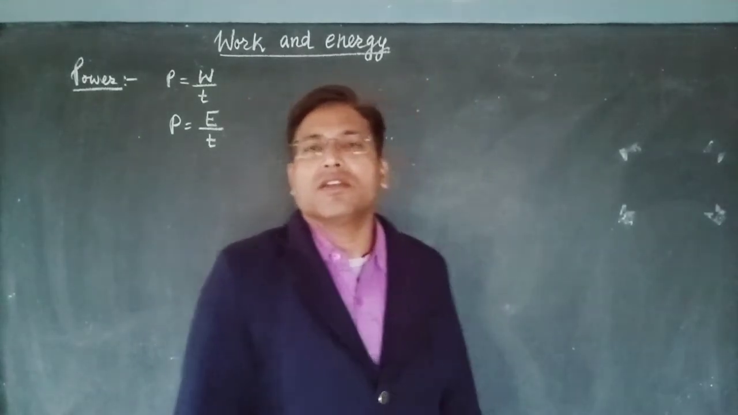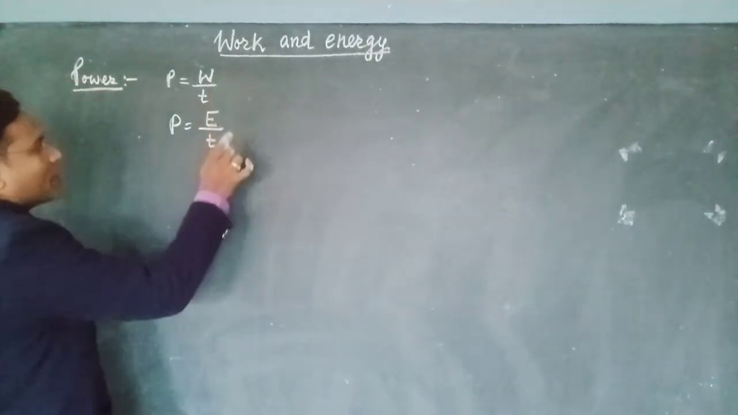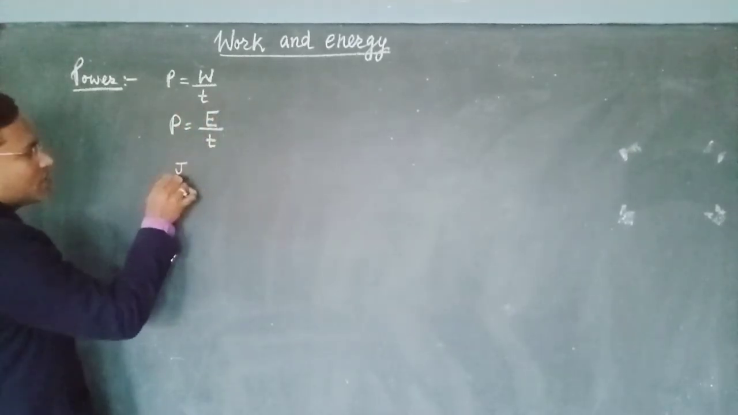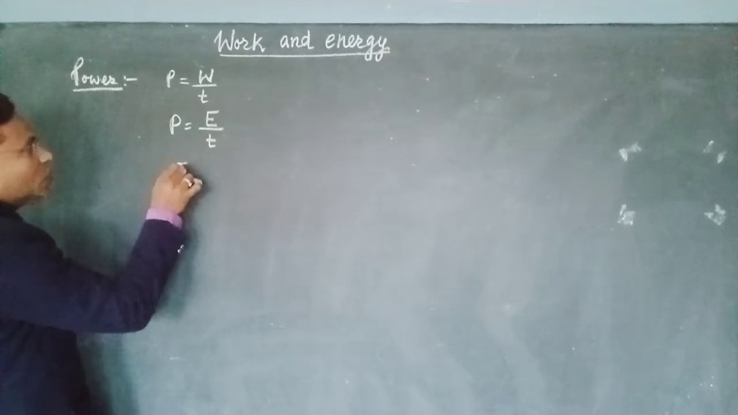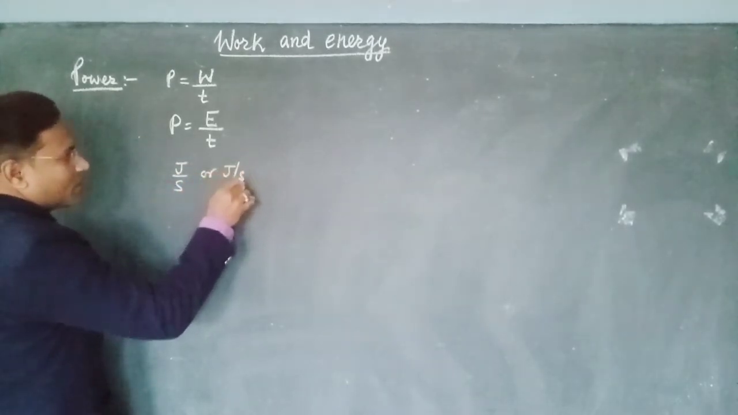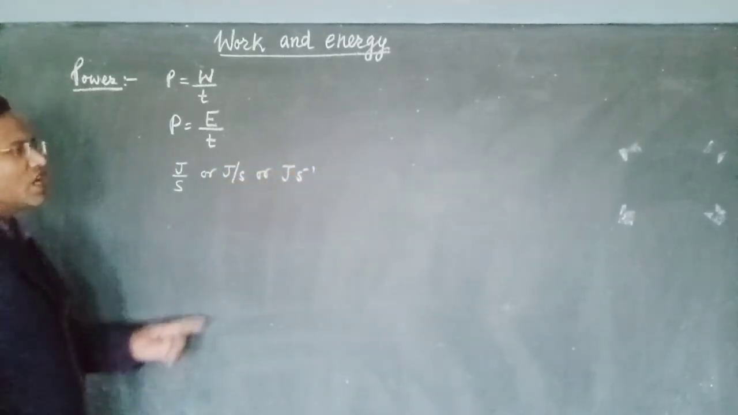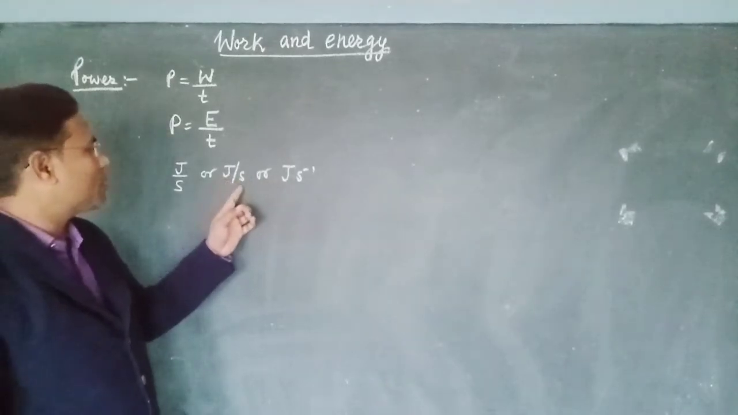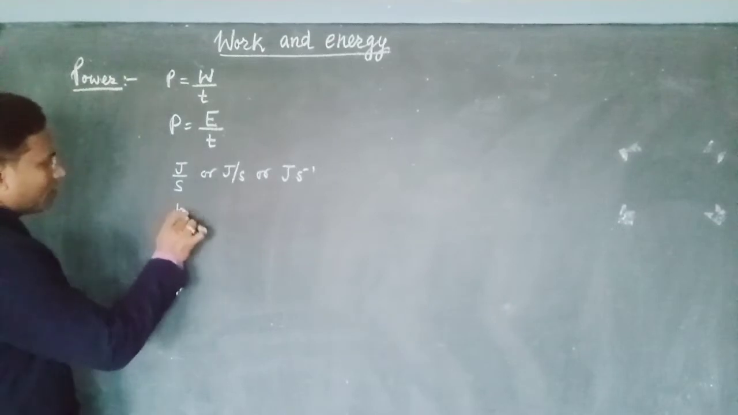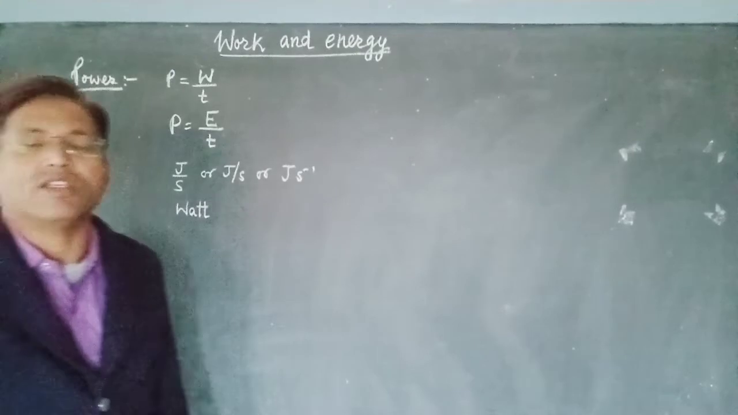Now we will see the SI unit of power. For work or energy, we have seen the SI unit is joule, and for time we have seen second. So the SI unit of power is joule per second, or we write it as J per s or Js^-1. This Js^-1 or joule per second is known as a watt, W-A-T-T. So the SI unit of power is watt.